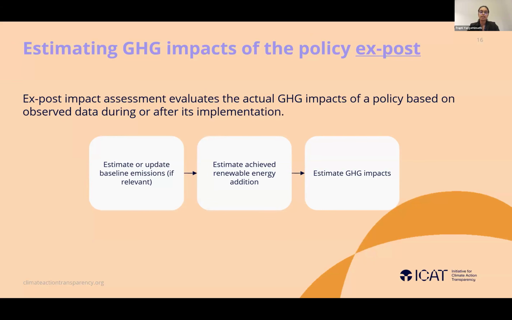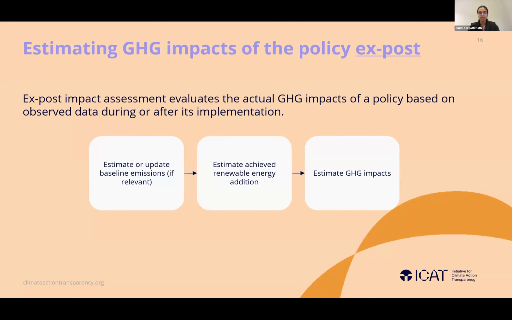The first is to compare the results achieved with the policy targets. For example, we can compare the actual GHG emissions with relevant sectoral targets if they exist. The second would be to compare the actual results with the baseline scenario. And in this case, we want to understand what would have happened in the absence of policy.